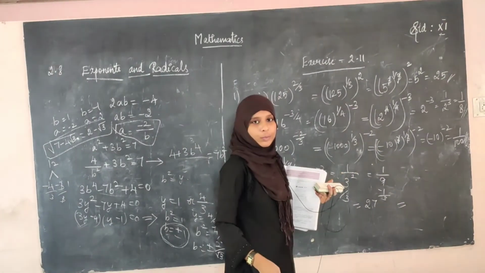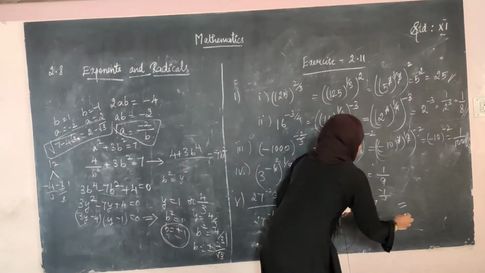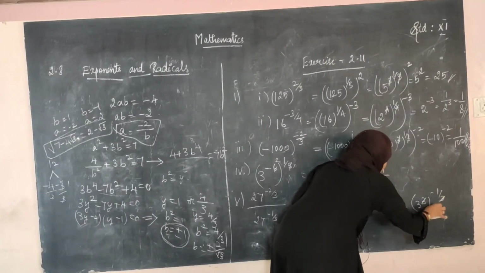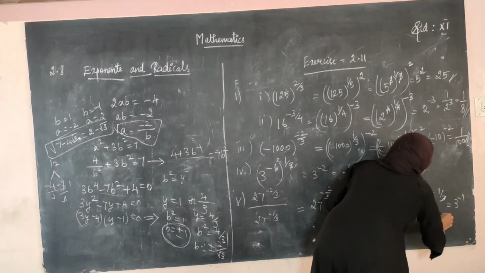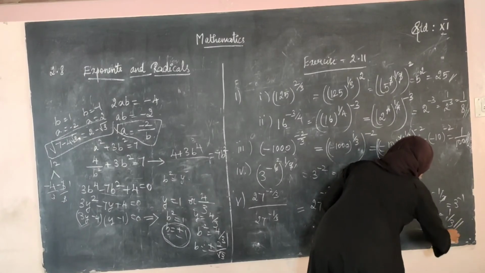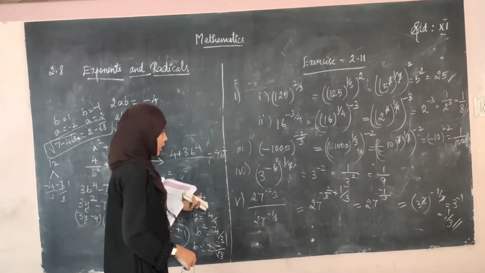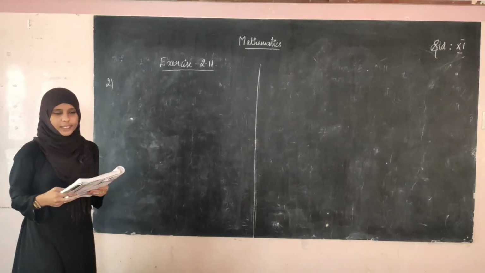27 is 3 cube. Yes, 27 is 3 cube. 3 cube the whole power minus 1 by 3. This and this gets cancelled. 3 power minus 1 is 1 divided by 3. Okay. Okay, now let us see the second sum.